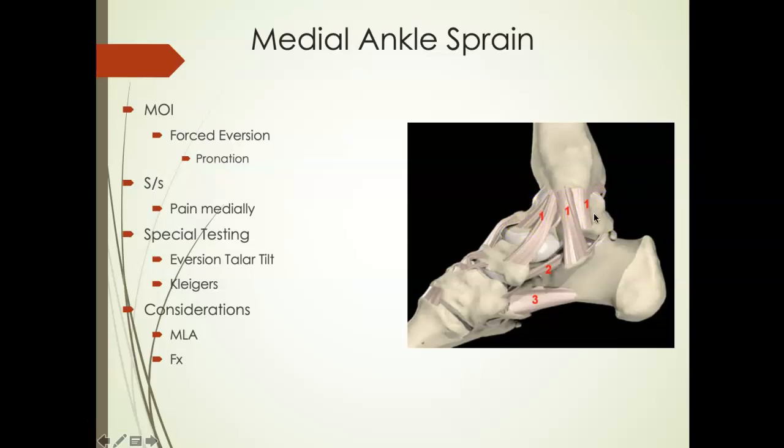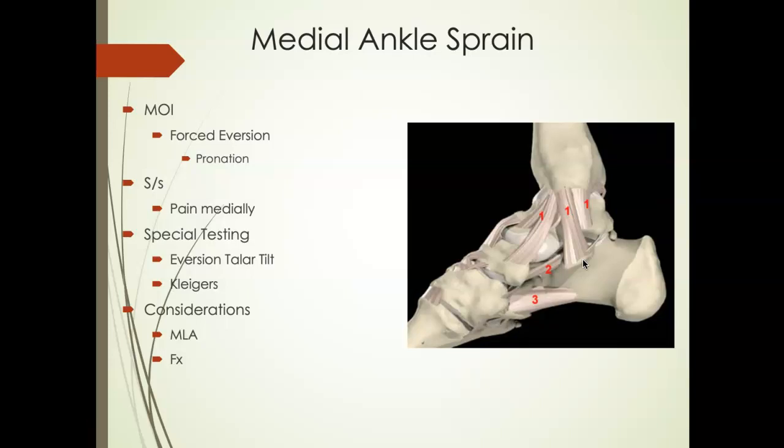So again, what's the not so obvious? A fracture to the fibula if the eversion force is maximal enough. You could have an avulsion fracture of the deltoid off of the calcaneus on the medial side. So we want to make sure that we're looking for the obvious, but then also the not so obvious.